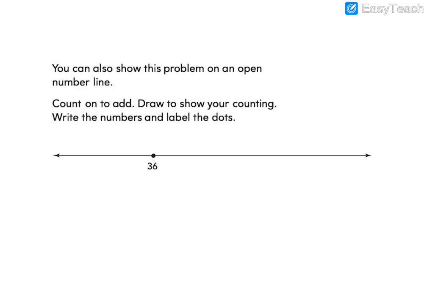We can also do this problem on an open number line. Let's show how we would do that. So we'd start with 36 again and do our jump of 10 more. 10 more than 36 is 46. Then we can show our 2 more, 47 and 48.